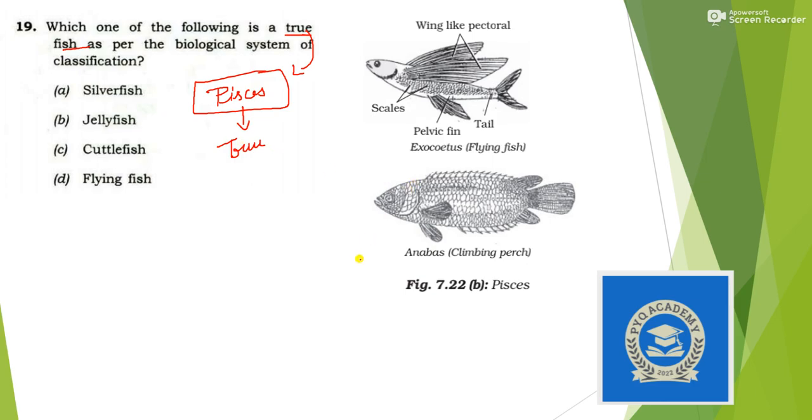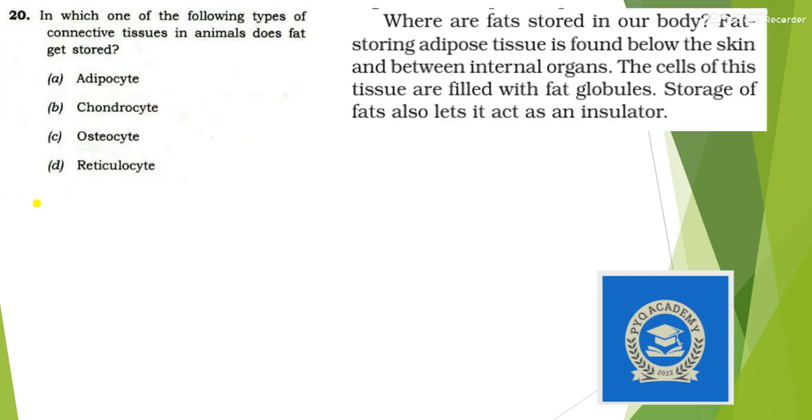So you can see here, I took this image from NCERT, and this is an example of Pisces. You can see here Exocoetus, which is also known as flying fish. As this fish comes under Pisces kingdom, it is a true fish. So our answer is option D. Although by name these others seem to be fish, biologically these are not fishes. So our answer is option D. Let's move to next question.